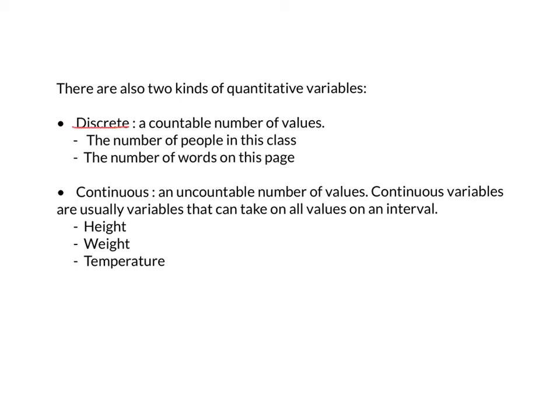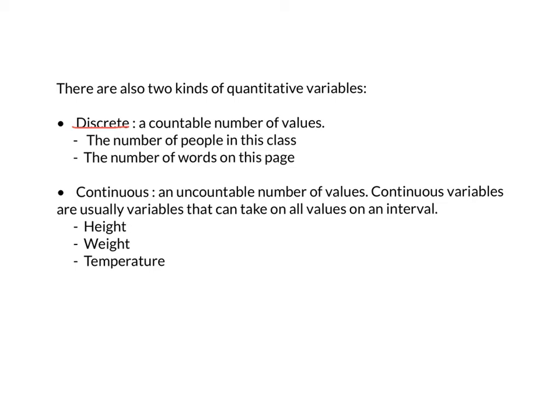Discrete quantitative variables are numerical measures that are countable numbers. For example, we can count up the number of people in this class, or we can count up the number of words on this page.